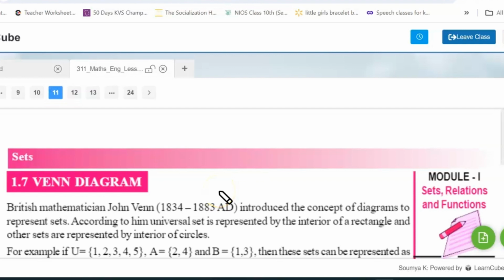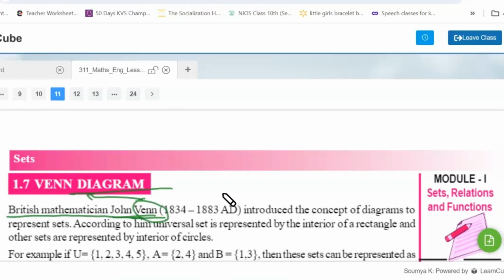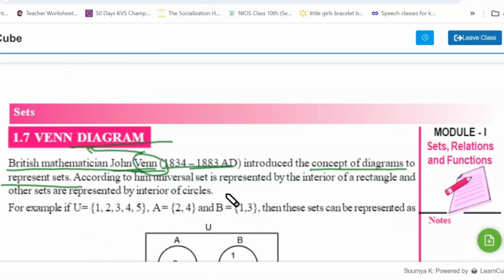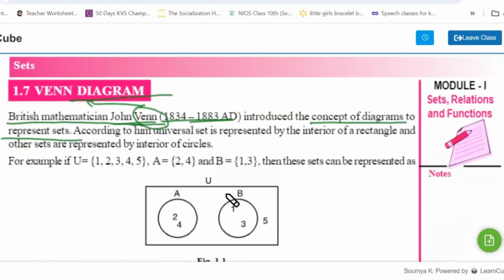Topic is Venn diagram. What is a Venn diagram? As the name suggests, it is a diagram or a pictorial representation of something which was found out by mathematician John Venn. The name Venn came from his name, and it introduced the concept of diagrams to represent the sets. So sets can be represented not only in the form of roster form and set builder form. It can also be expressed in the form of diagrams. Those diagrams are called Venn diagrams.